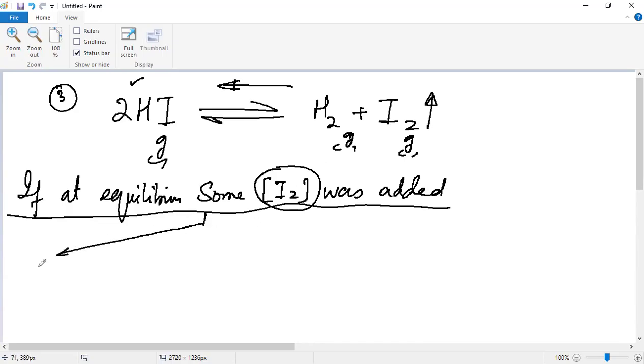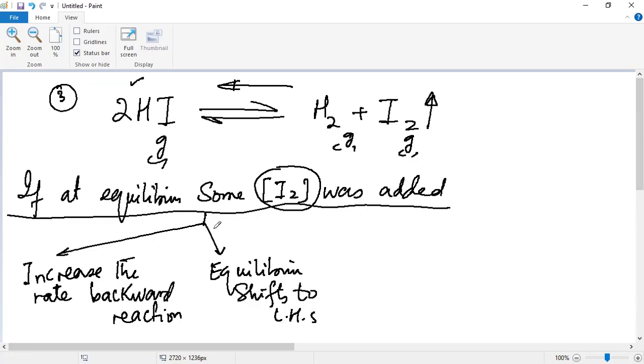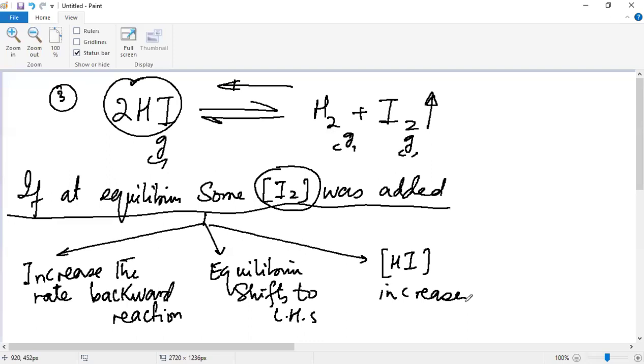So increasing iodine would increase the rate of backward reaction more than forward, and the equilibrium shifts to the left-hand side. When the equilibrium shifts to the left-hand side, I'll start getting more and more reactant. The concentration of HI will start increasing. And after all these changes, all these responses, the reaction would get to a new state of equilibrium again. So the effect of concentration is very simple.